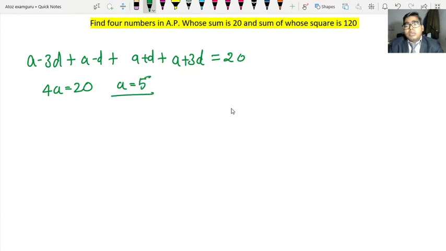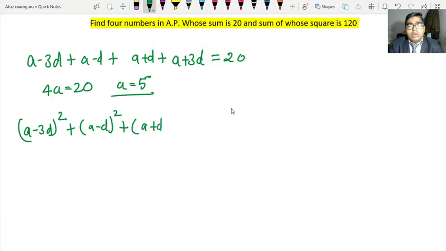Four numbers in AP whose sum is 20 and the sum of whose squares is 120. The sum of their squares means: a minus 3d, square it; a minus d, square it; a plus d, square it; a plus 3d, square it; and add all of these, and that equals 120.